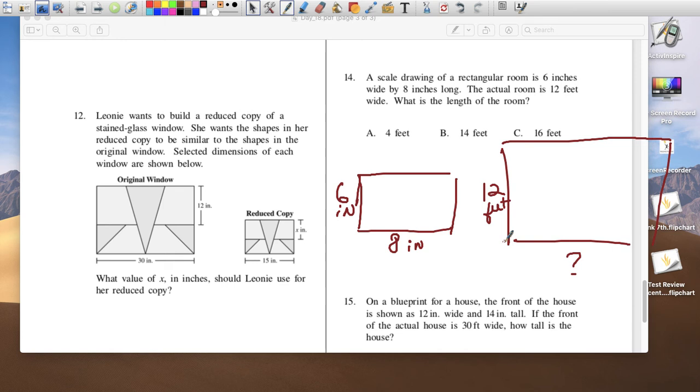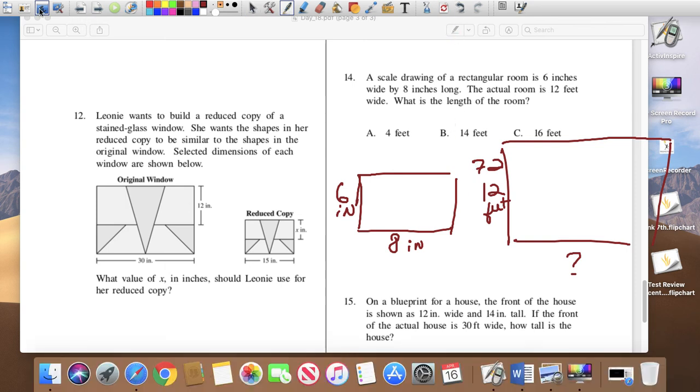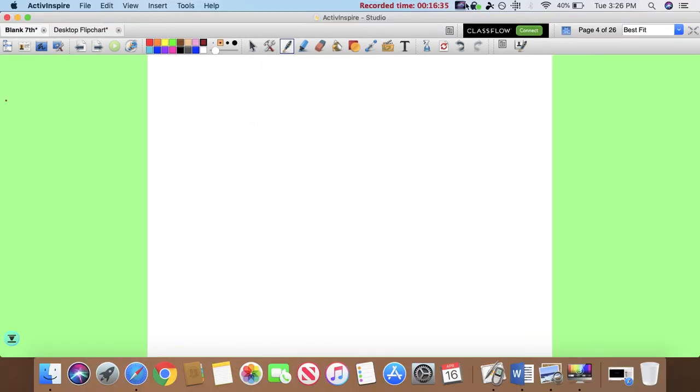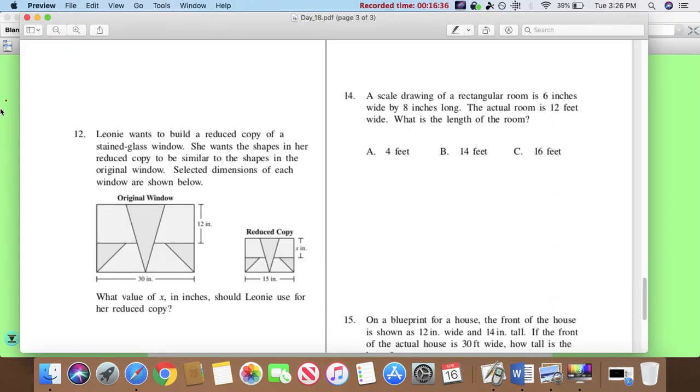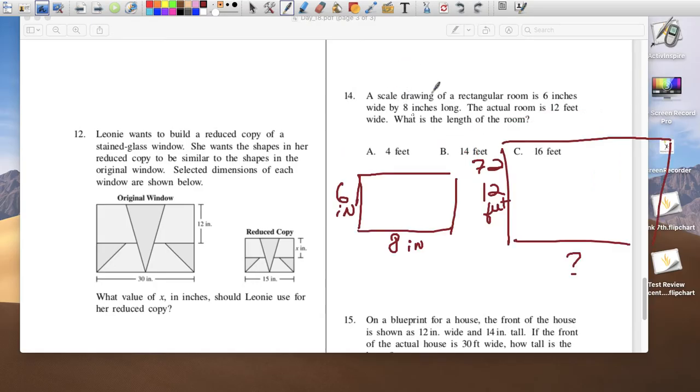Well, they have to be in the same units. 12 feet is 72 inches. So that's times 12, and that's times 12. There's something wrong with this question. Just give me a second. No, I was wrong. I'm not asking for the scale factor. So if 6 inches here is 12 feet, every inch is 2 feet, so this is times 2. This would be 8 times 2, which gives us 16 feet.